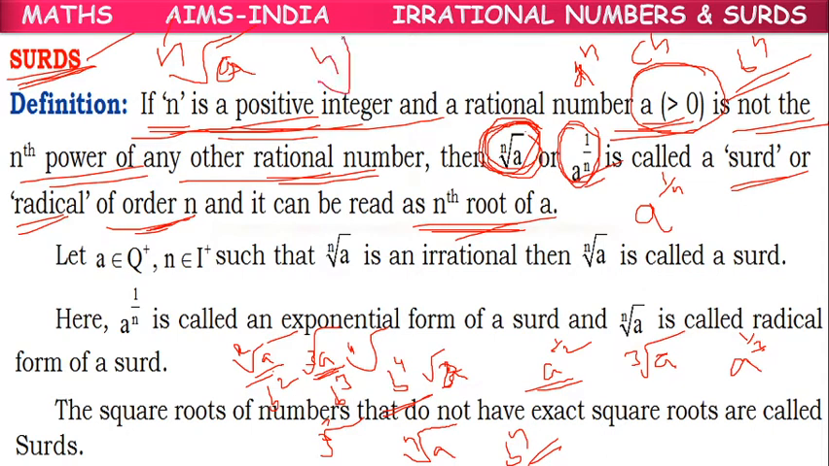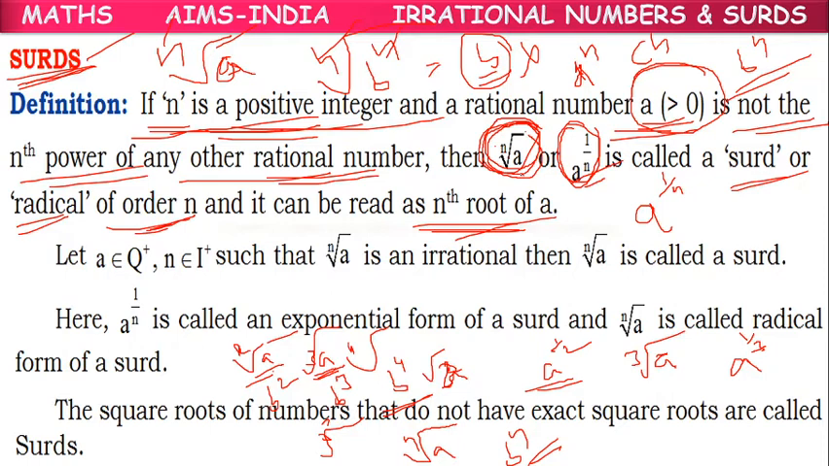Why? If a can be written as b power n, then the nth root gets cancelled. The result will be b, which is not a surd. So that's why this condition is applicable. Here the nth root of a is a surd, but n should be a positive integer, a greater than 0, and a cannot be expressed as the nth power of any other rational number.